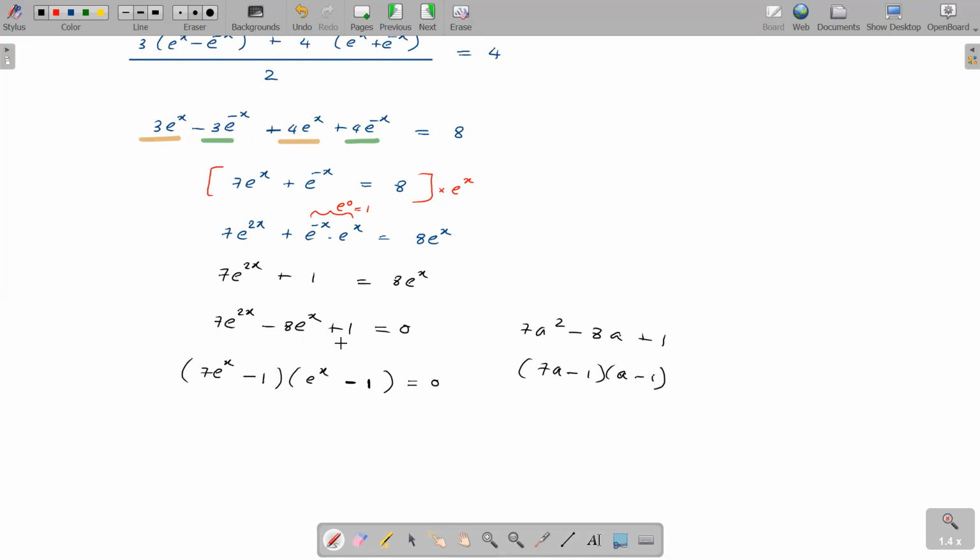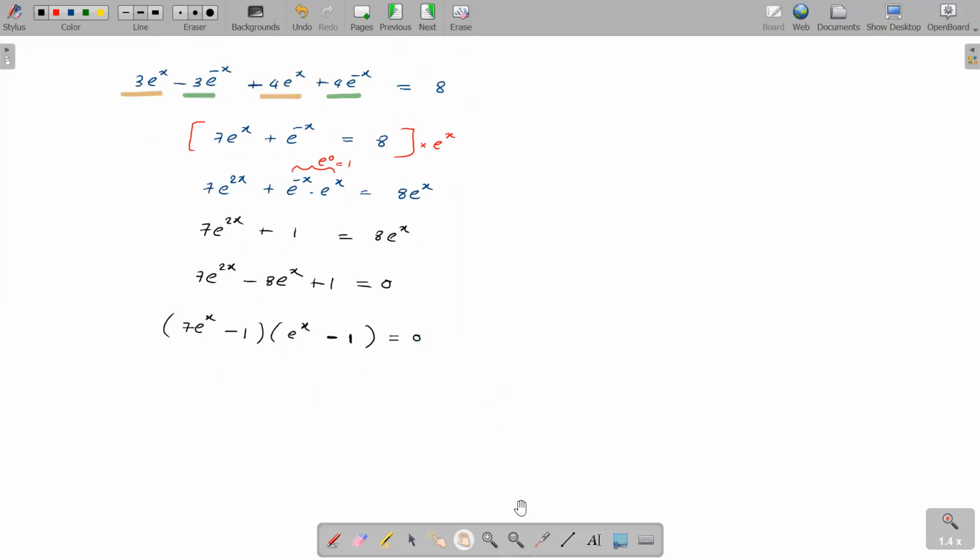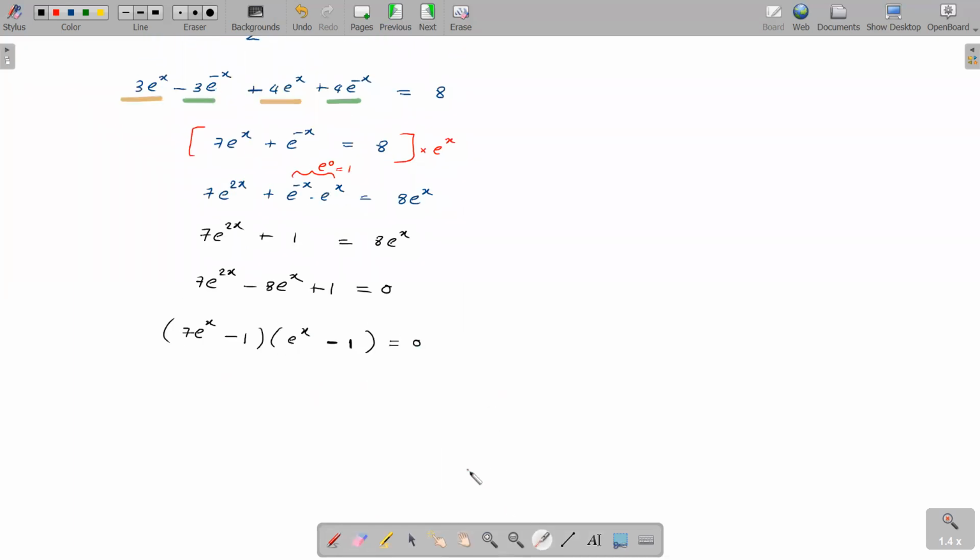a is simply the e to the power x, the lower power, right? It is what you take inside the bracket. I think you guys should be able to understand it, right? I believe at this stage you should be able to do these kinds of things easily, right? And then yeah, you make each factor equal to 0 on its own.